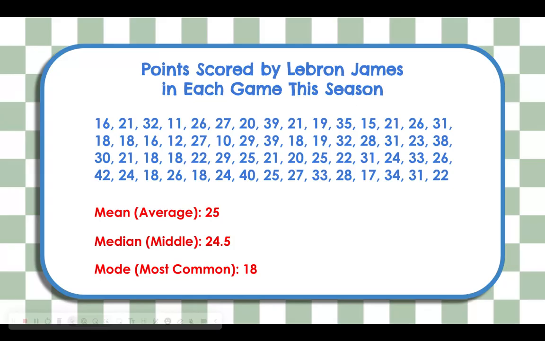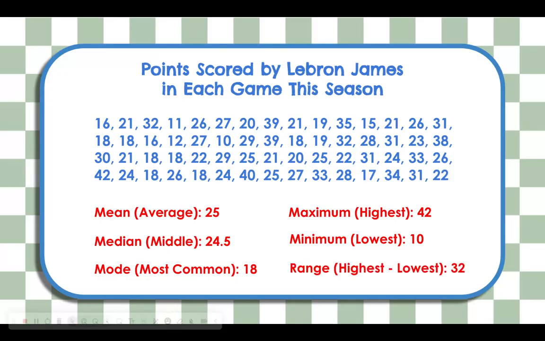And then later this week, we're going to look at a couple of other things. One of them is the maximum, that's the highest number, which is 42. The minimum, which is the lowest number, that's 10. And then the range is the highest minus the lowest. So 42 minus 10 is 32. So all of these things at the bottom kind of give you a snapshot of the data.